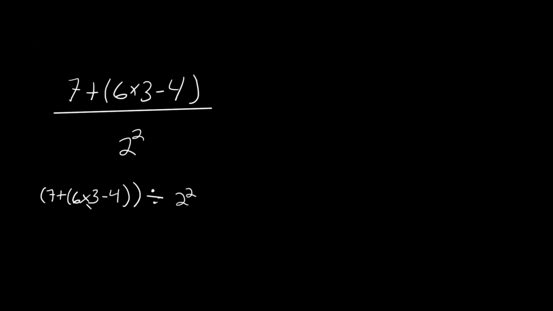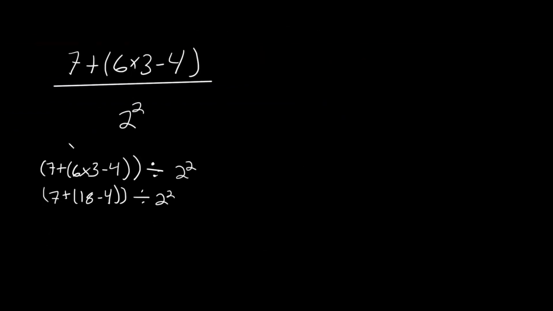So we can rewrite 6 times 3 as 18, and then it's still subtracting 4. Remember, we're adding all of this to 7, and then dividing it by 2 squared. And now we're still inside this parenthesis here. And there's no multiplication or division, but there is subtraction. So again, we're going to rewrite this. We will rewrite this as 7 plus, and we can get rid of the parentheses since there's only going to be one value now, 14.